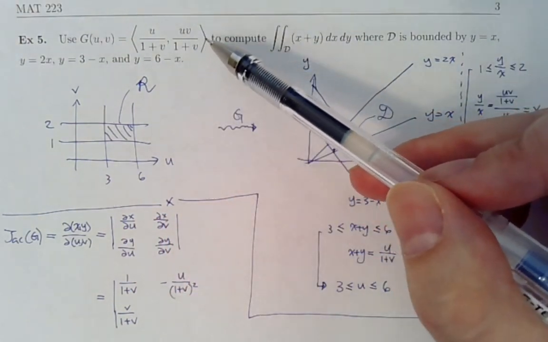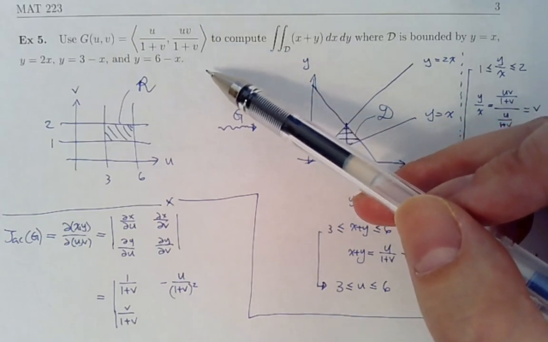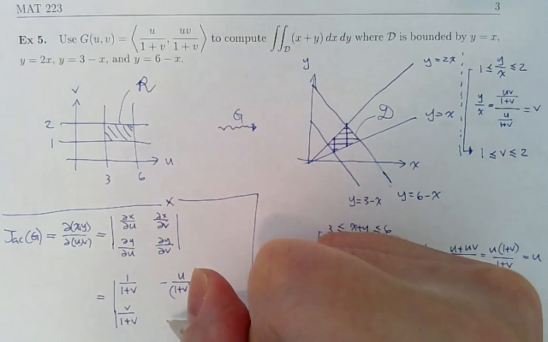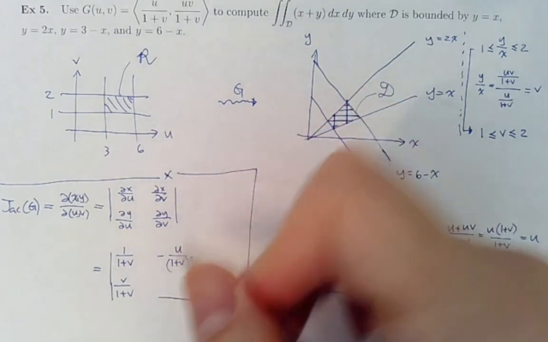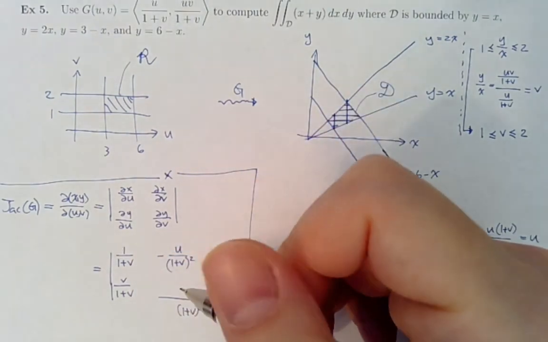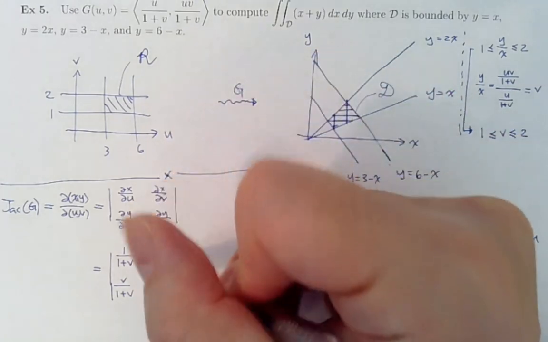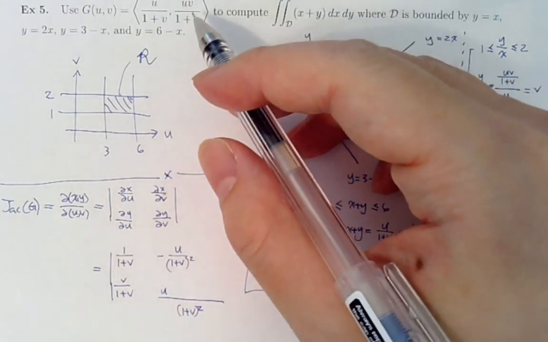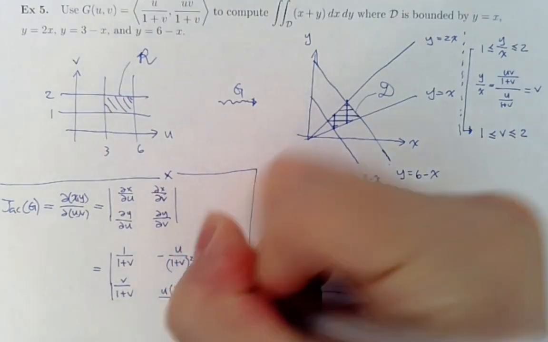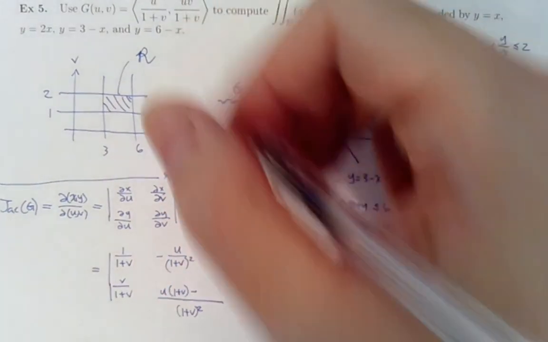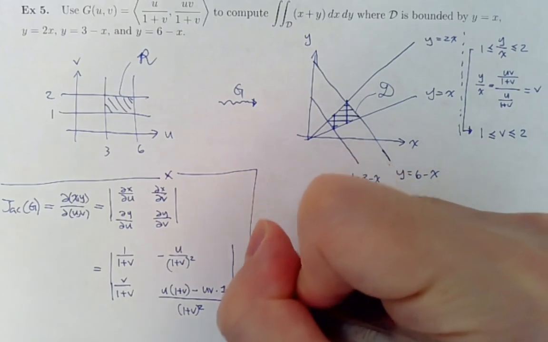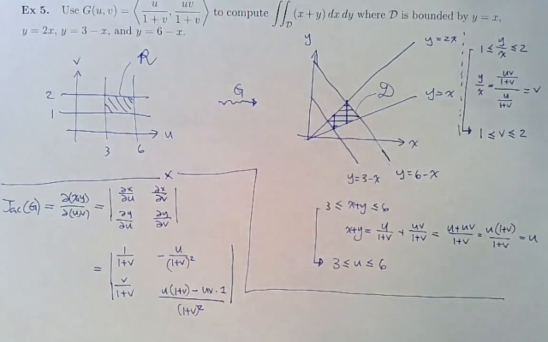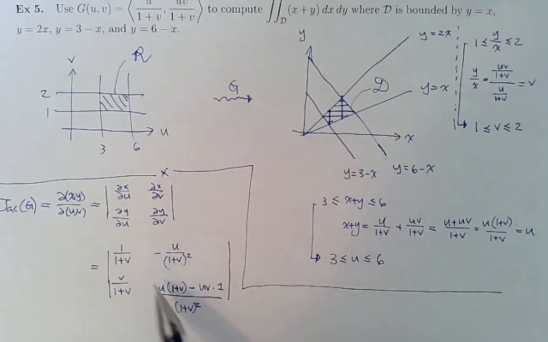This one, we need to use the quotient rule. I didn't leave enough space there for the quotient rule, but I'll write it down here. The bottom is 1 plus v squared. The top is the derivative of the top times the bottom, minus the top times the derivative of the bottom. Let's multiply this out. We multiply those things together.